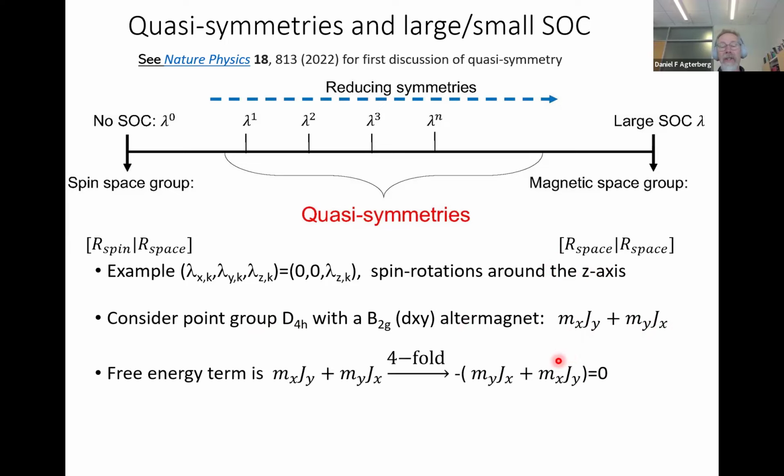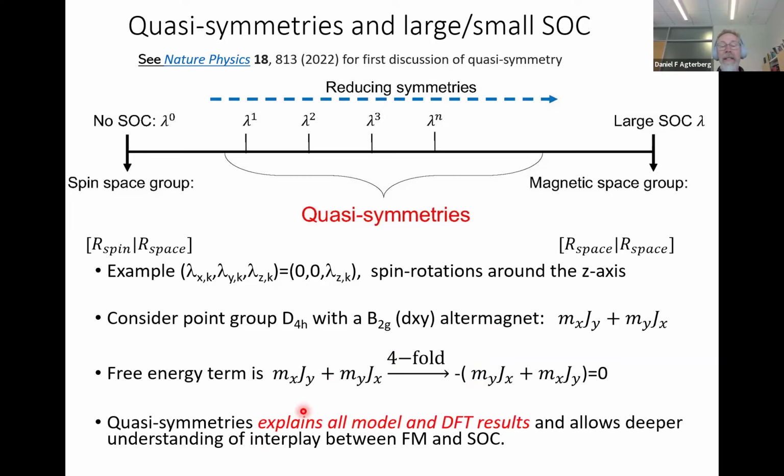And so under this rotation, we see that this invariant picks up a minus sign. So under this quasi-symmetry, this is no longer an invariant and consequently must vanish. We can do the same thing for choosing the spins along x or the spin orbit coupling along y. And we find that this invariant vanishes for all three directions. And it explains to us then why this term, this magnetization, cannot appear in this model. And if you do a detailed analysis, you find that this gives an understanding of all the DFT results.